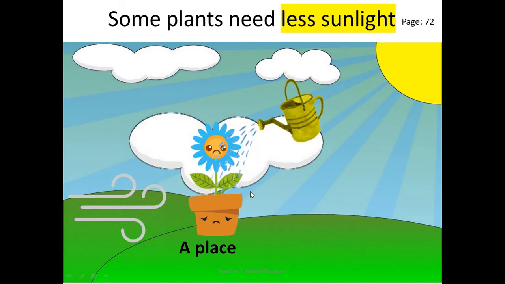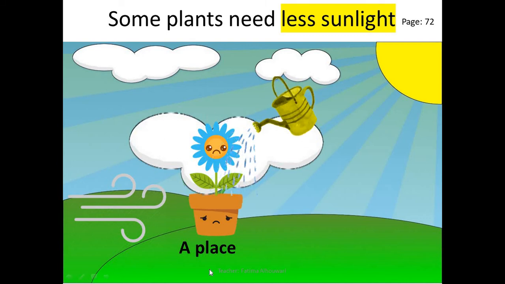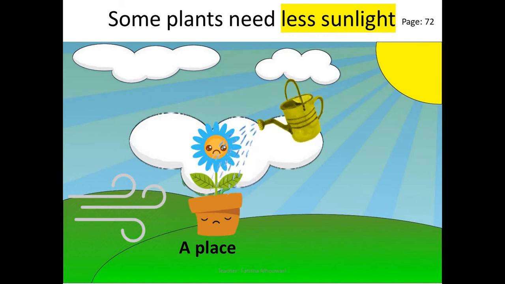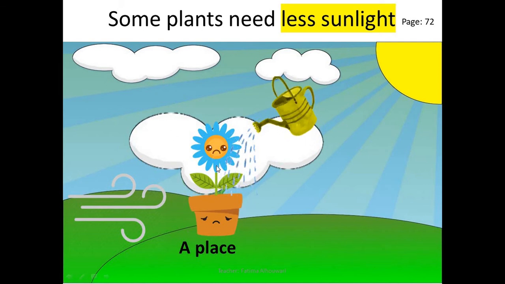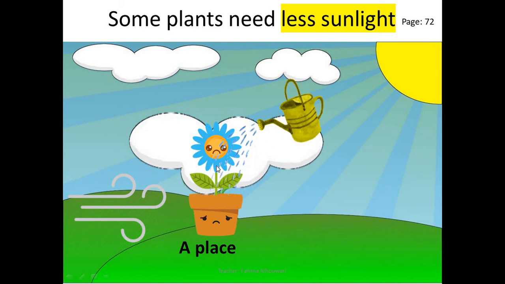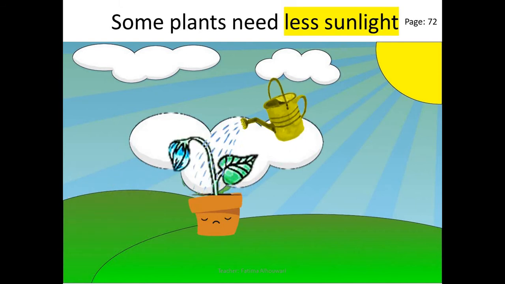Because some plants like this flower need less sunlight. It needs sunlight, but it needs less sunlight, not more. So in this place, this plant gets more sunlight, so it's sad. It needs less sunlight. Uh-oh. And after a while, this plant is wilted.